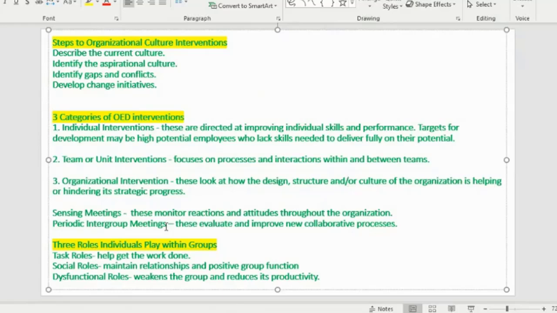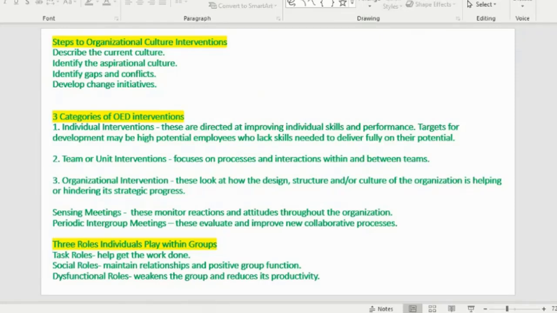Now, you have sensing meetings. And what happens when you have an OED intervention is you have sensing meetings to monitor the reactions and attitudes throughout the organization. You also have periodic intergroup meetings, which will evaluate and improve the new collaborative processes. Now, the three roles that individuals play within groups will be one, task roles, which is to help get the work done. And two will be social roles, which is to maintain relationships and positive group function. And three will be dysfunctional roles, which is where they weaken the group and reduce its productivity.